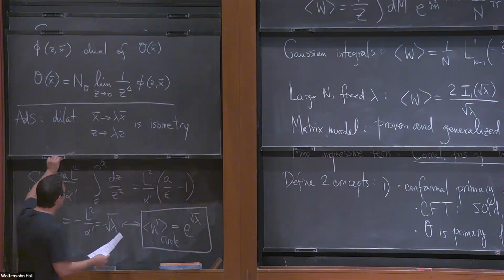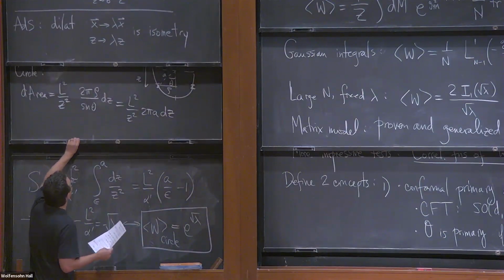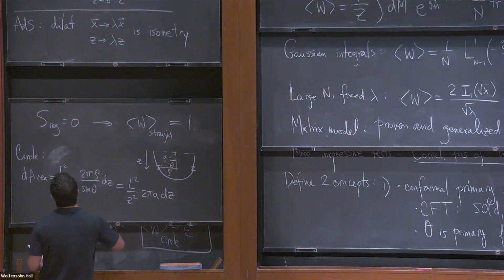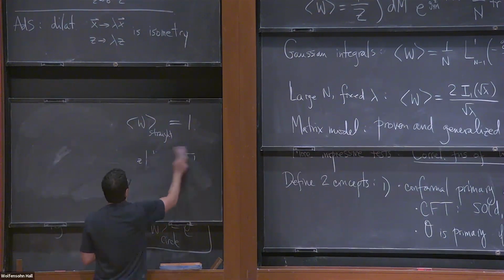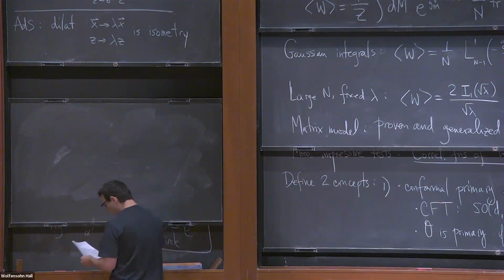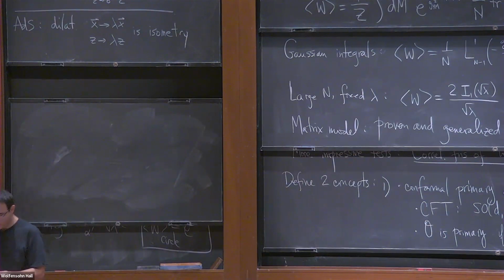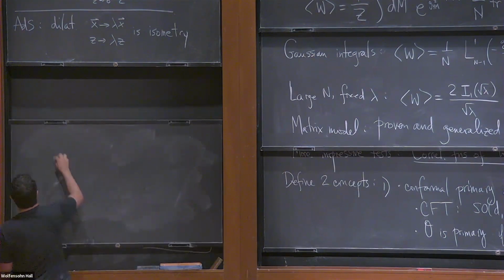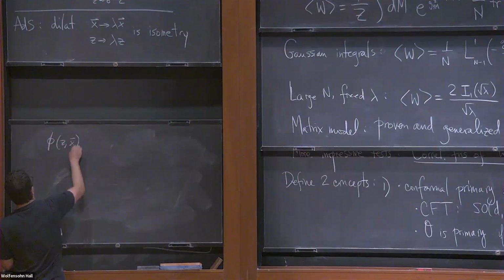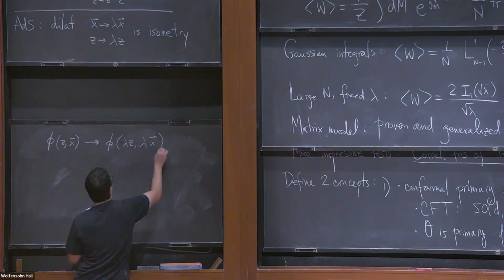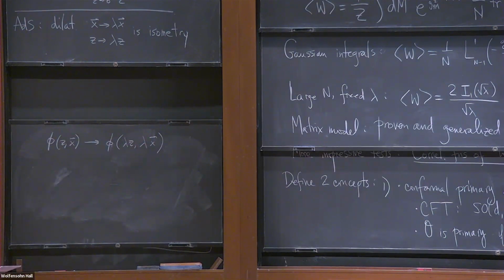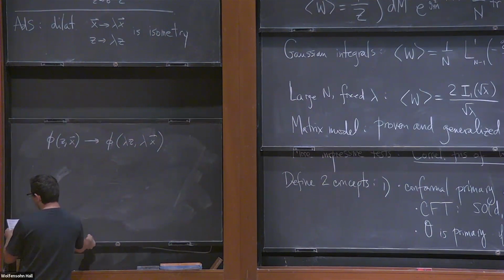So that means that if we go from x to lambda x and from z to lambda z, the field phi should stay unchanged, or the field phi should go to the field at that other position. So that means that phi of z and x goes to phi of lambda z, lambda x, because it's an isometry. So then let me check that that equation actually makes sense.